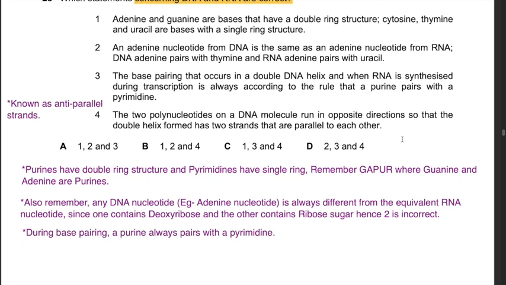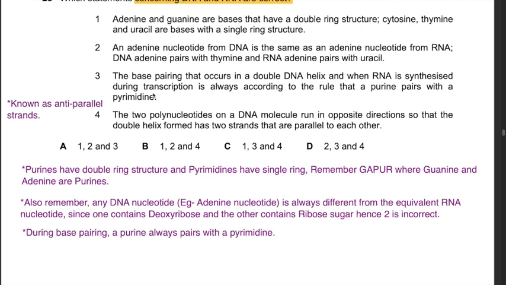Therefore, statement 2 is incorrect. And if you go through the answers A, B, C and D, answers A, B and D have statement 2 in it. Therefore, leaving us with the only answer being answer C. Because statement 2 is incorrect, we cannot choose answers A, B and D. Answer C, however, 1, 3 and 4, yes, we can choose it.